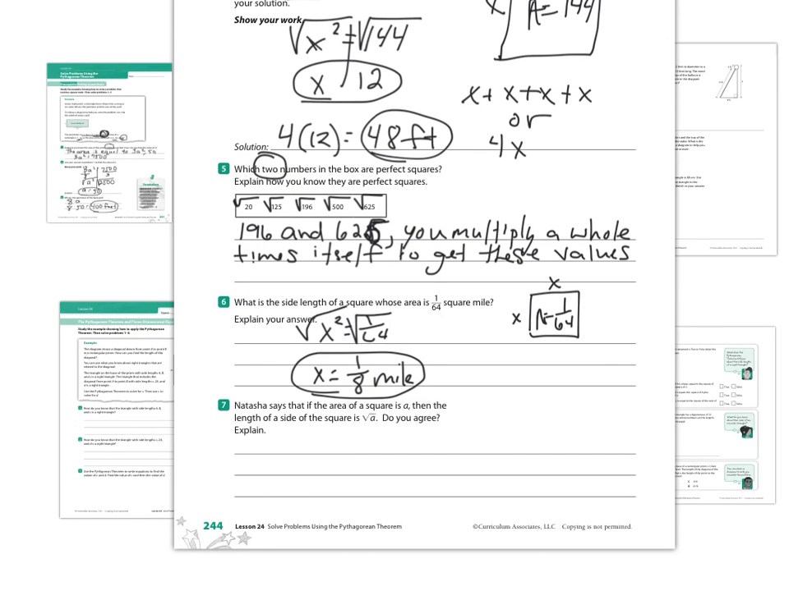Finally, number 7. Natasha says that if the area of a square is A, then the length of the side of the square is the square root of A. Do you agree? Yes, we do agree. Of course we agree. Especially if Mr. Fricky says so.